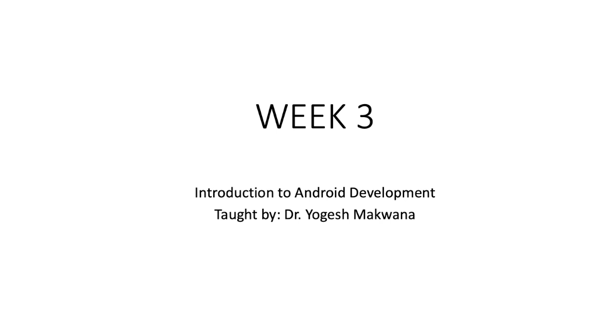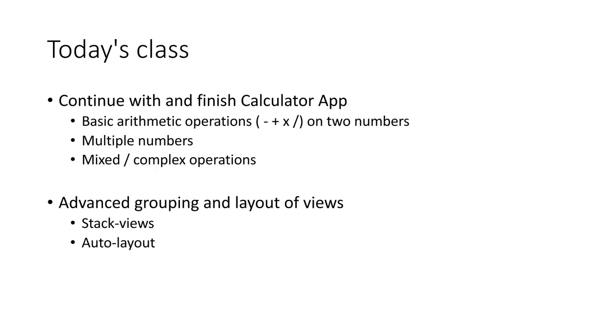So let's look at what we are going to do today. Our main task today is to continue with and finish the calculator app that we started last week. We'll implement the basic arithmetic operations, the 4 operators that we added to the display there. We'll do operations on 2 numbers. We'll look at what happens if we want to add or perform these operations on a series of numbers. Like let's say you've got a list and you're just adding all of them up.